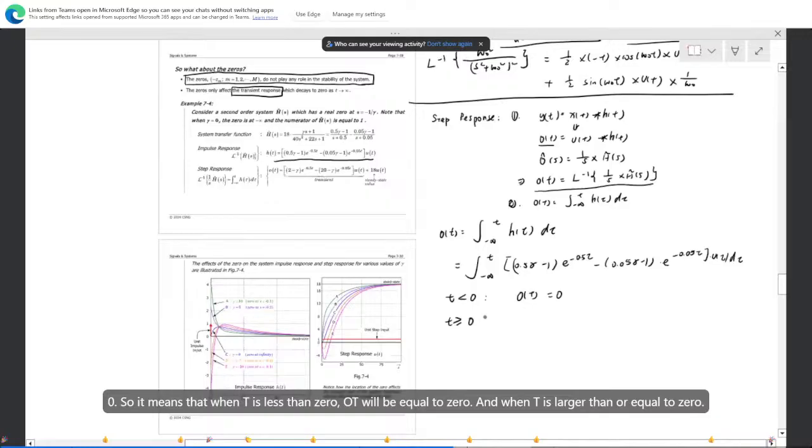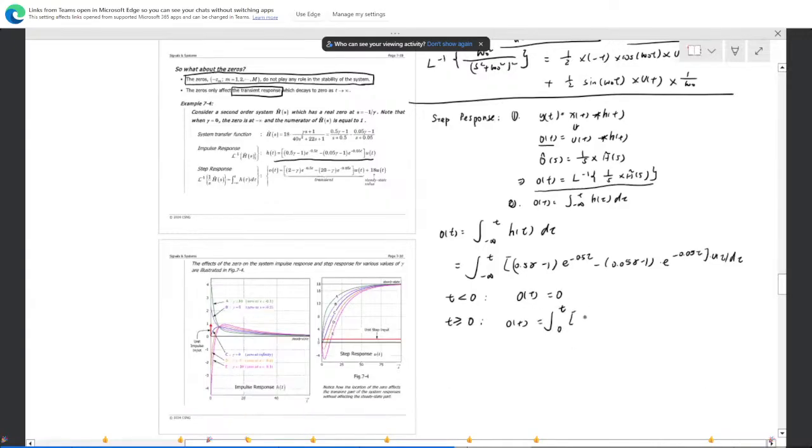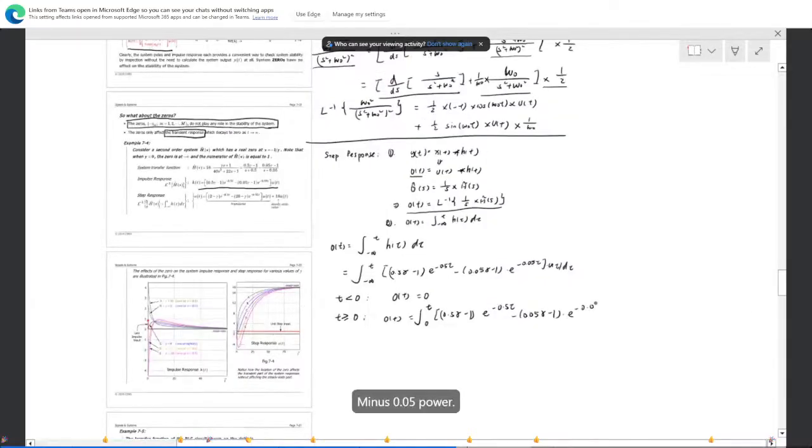And when t is larger than or equal to 0, I know that o(t) will be equal to the integration starting from 0 to t of (0.5 gamma minus 1) multiplied by e to the power of minus 0.5 tau minus (0.05 gamma minus 1) times e to the power of minus 0.05 tau.